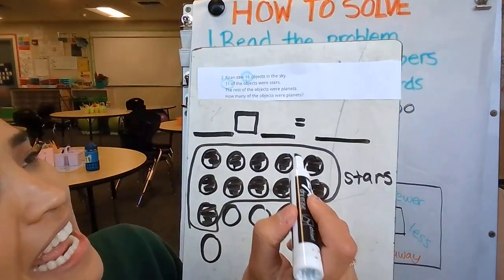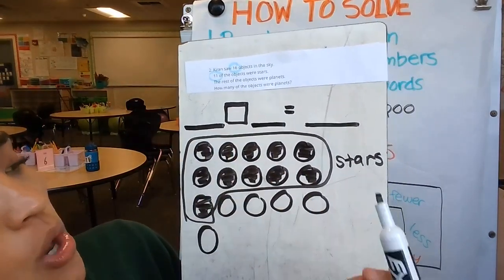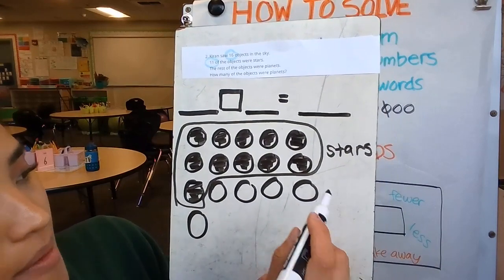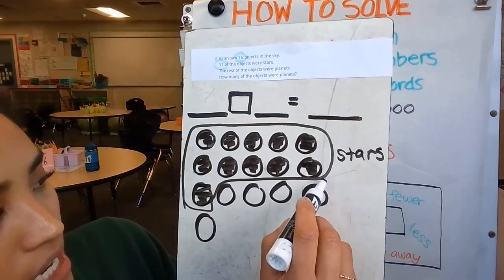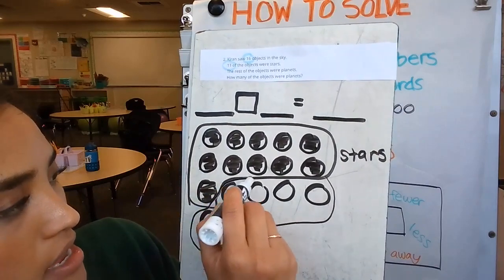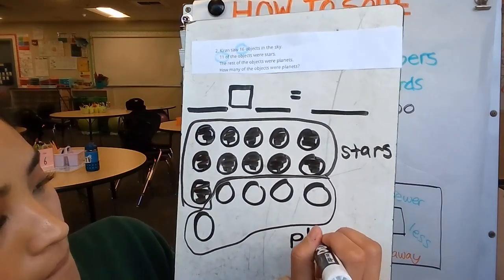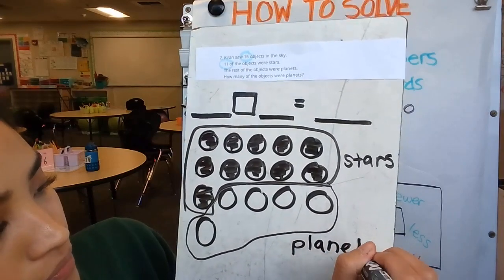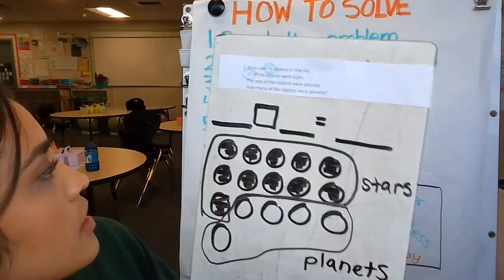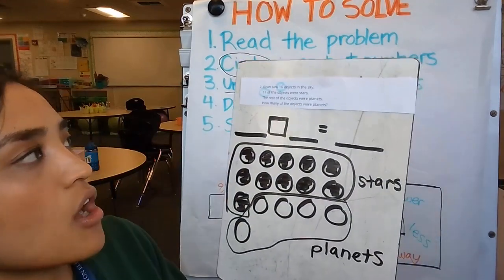And then the last part says the rest of the objects were planets. So that means whatever is not shaded in, all of these guys, I can label as planets. Now that I'm done drawing a picture, I can move on to step 5, which is solve.